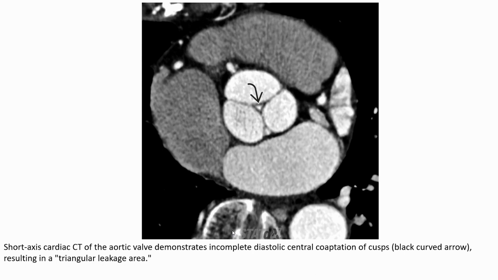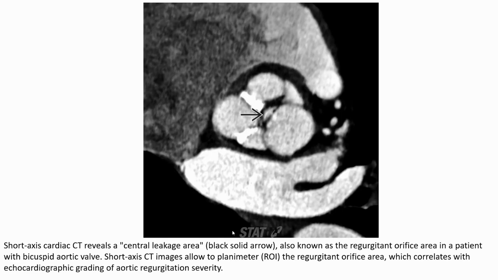Cardiac CT of the aortic valve demonstrates incomplete diastolic central coaptation of the cusps, resulting in a triangular leakage area. Cardiac CT reveals a central leakage area, also known as the regurgitant orifice area, in a patient with bicuspid aortic valve.